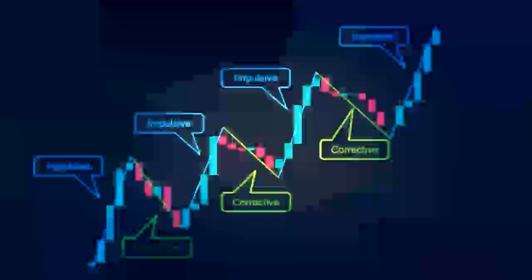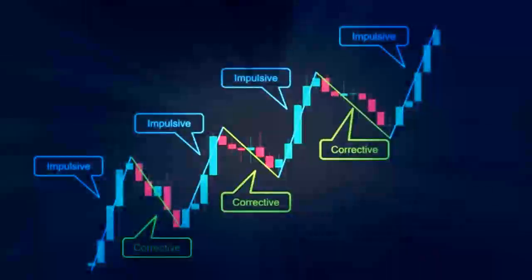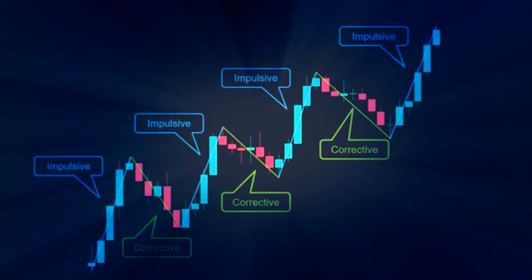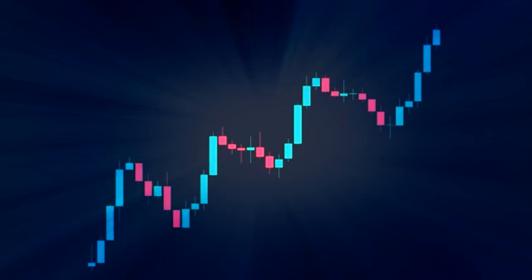Starting with the basics, the market always moves in impulsive and corrective waves. This fractal nature of the market occurs due to the behavior of market participants. When market sentiment is bullish and traders are optimistic about a currency pair, they tend to buy it, leading to an impulsive move in one direction.